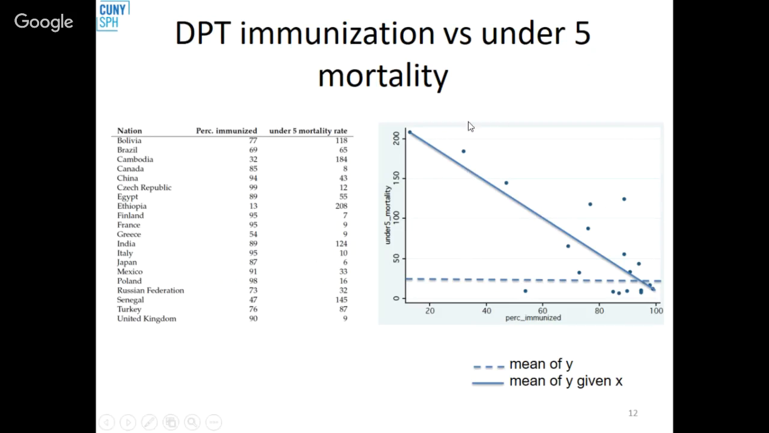I don't know. It's probably interesting to look at what the outliers are. Like, here's one. Greece has a fairly low percentage immunized, only 54%, but also a very low under 5 mortality rate. So I think this country is Greece right here.